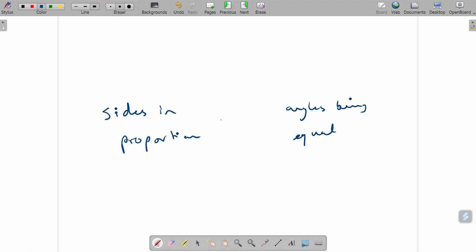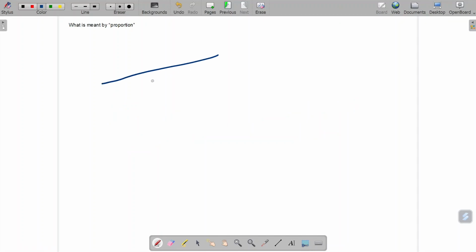And when these two things happen, if the one thing happens, it automatically follows that the other thing happens. If the angles are equal, the sides will be in proportion, and if the sides are in proportion, the angles will be equal. Now again, what do I mean by proportion? If I gave you a line and I broke it up into a distance of 2 and 5, I know that one piece is in the proportion 2, and the other piece is in the proportion 5. That doesn't mean to say that they are 2 centimeters long and 5 centimeters long.